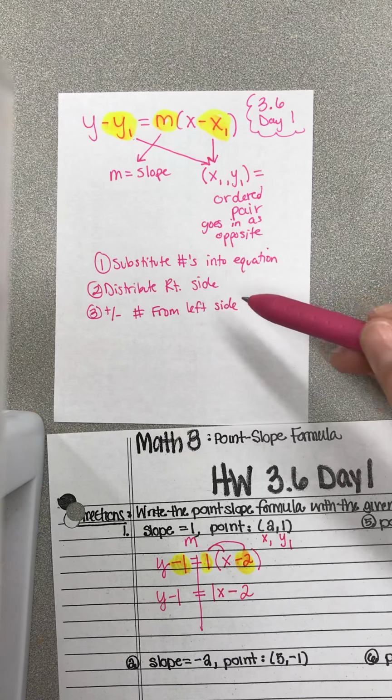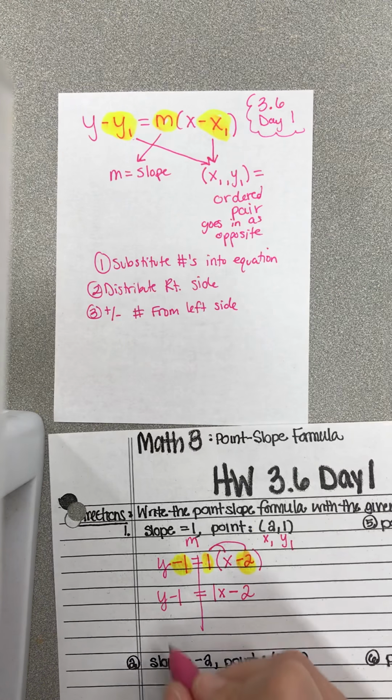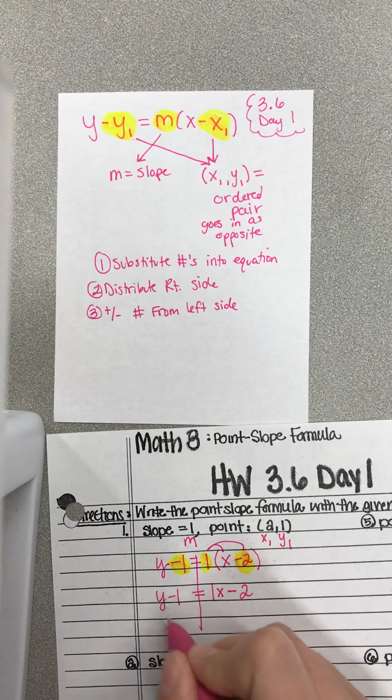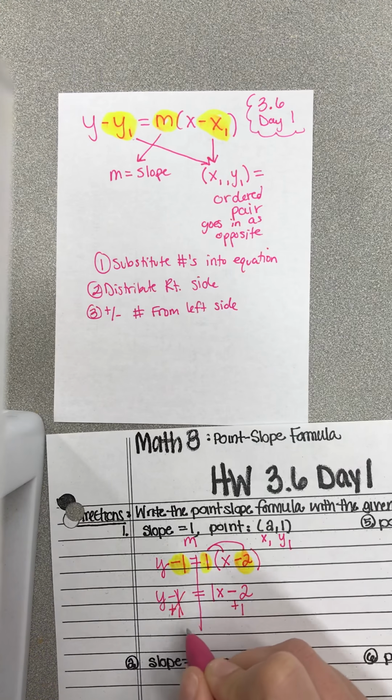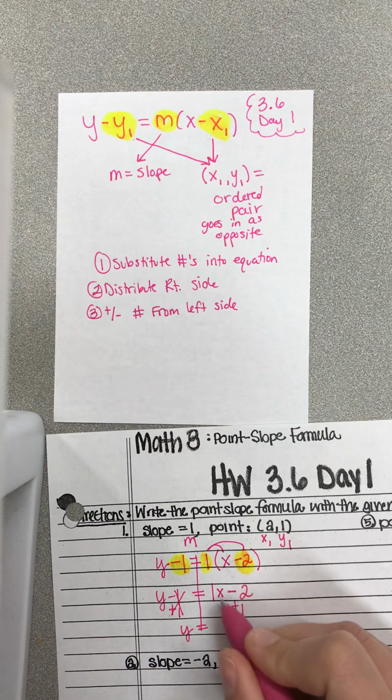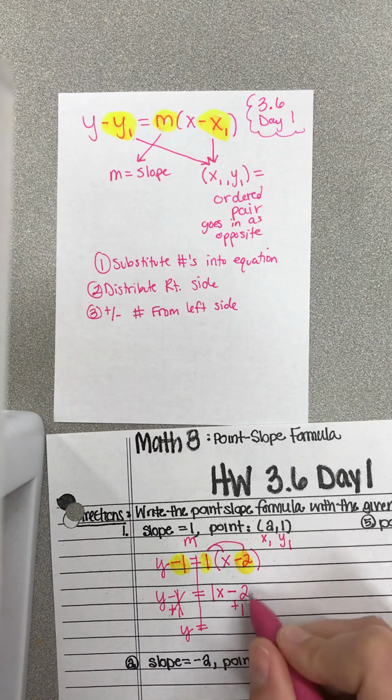After you distribute the right side, you need to add or subtract the number from the left side. So the number on the left side is a negative 1. So I'm going to add it to both sides. Now, when you add it to the left side, it cancels out. But when you add it to the right side, you have to make sure that you add it to the number that's at the end. Okay? You cannot add it to the x because those are not like terms. So the 1x drops down, and the negative 2 plus 1 is a minus 1.